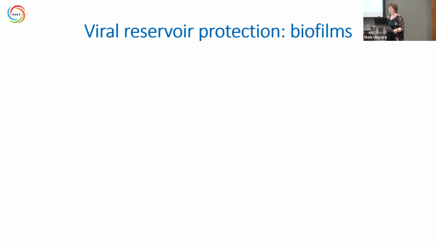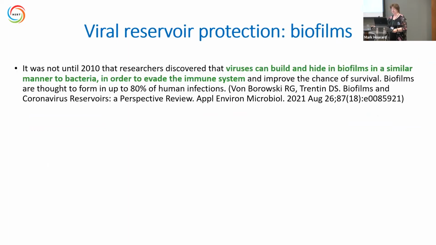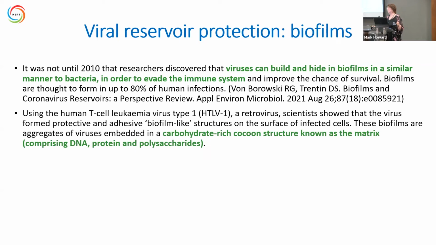So let's look some more at these viral reservoirs. They are coated in biofilm. So we've heard about biofilm before with bacteria. And indeed, it was fairly recently only, 2010, that's not so long ago, that it was discovered that viruses can also build biofilm. And it does exactly the same as it does for bacteria. It hides it from the immune system. Now, I don't know whether this is precisely the same biofilm as is produced for bacteria, but the viral one, at least as found in human T-cell leukemia virus, is a carbohydrate-rich cocoon structure comprising DNA, protein, and polysaccharides. And by the way, you can also get toxic metals in there because they're quite useful for binding. More on that in a minute.